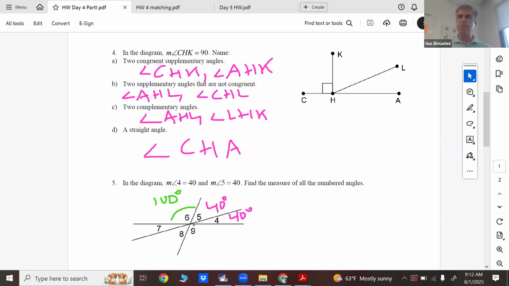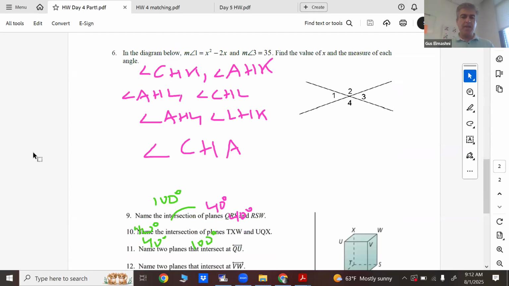Is 7 opposite of 4? Yeah, when they're opposite each other, with vertical angles, that's also going to be 40. 8's opposite of 5, that's also 40. 9's opposite of 6, that's 140. Plus, you have to add to 180 for the straight angle. Okay, all's good. All right, so that's that page.